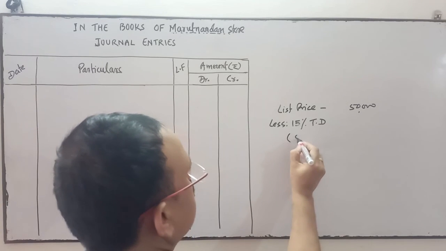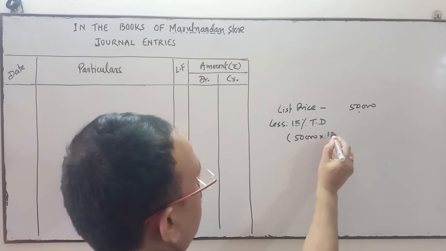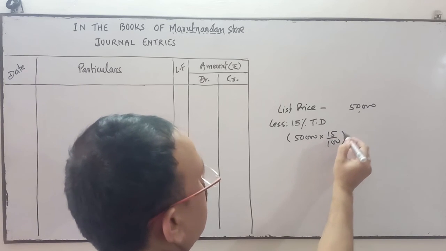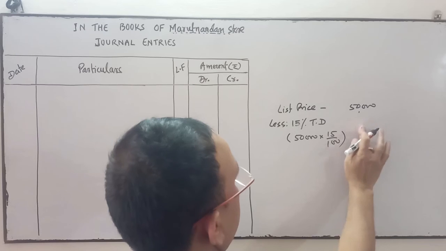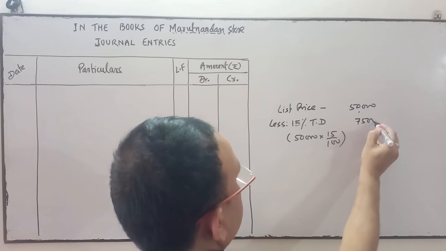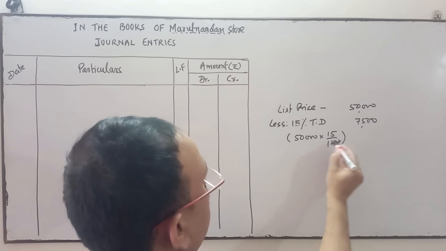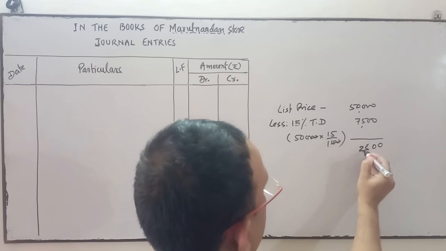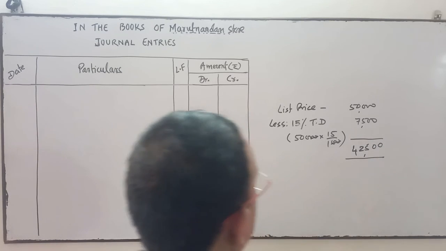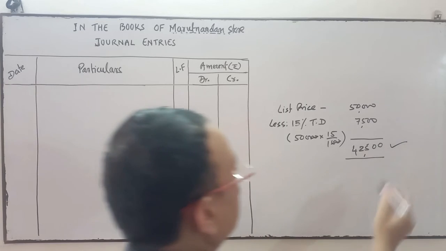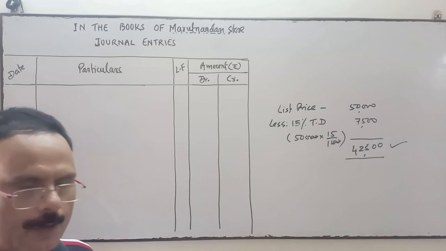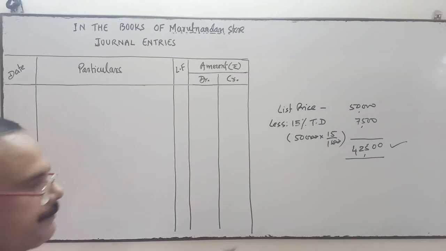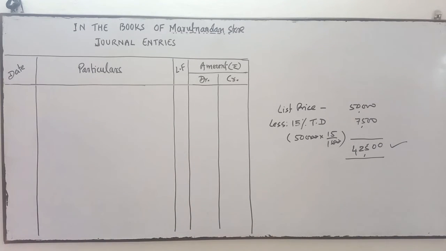So we will calculate 15% of 50,000. It is 7,500. Trade discount is 7,500. So after deducting the trade discount, the amount is 42,500. So we will do the entry at this figure. Trade discount is not recorded in the books, so we will do the entry at the figure of 42,500.